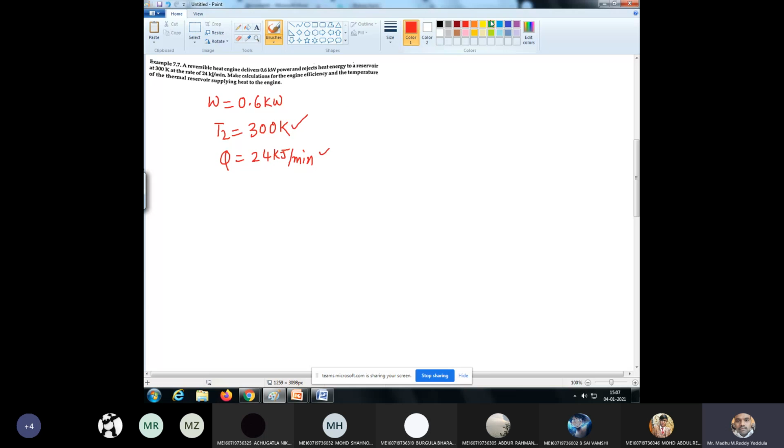So what is asked? Calculate the efficiency of the engine and temperature of thermal reservoirs supplying heat to the engine. Thermal reservoir supplying heat to the engine is nothing but the source. He's asking temperature T1. Work done is equal to heat rejected. Reject means it is Q2. So we know work done is equal to Q1 minus Q2.